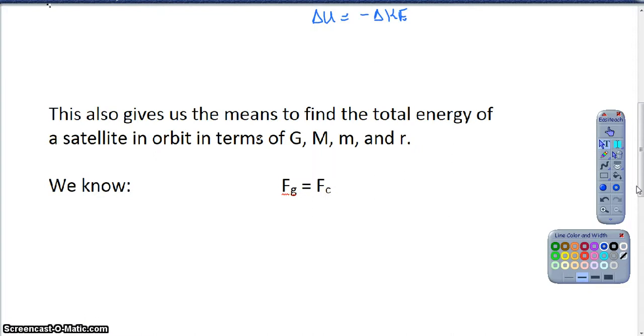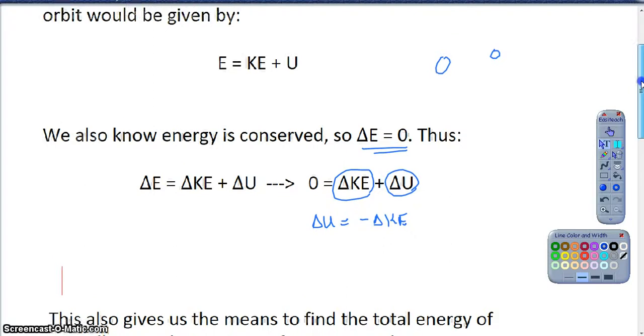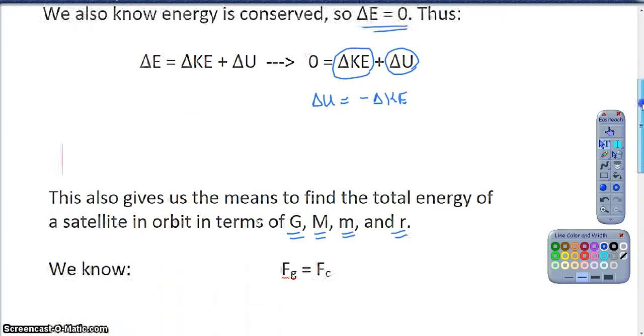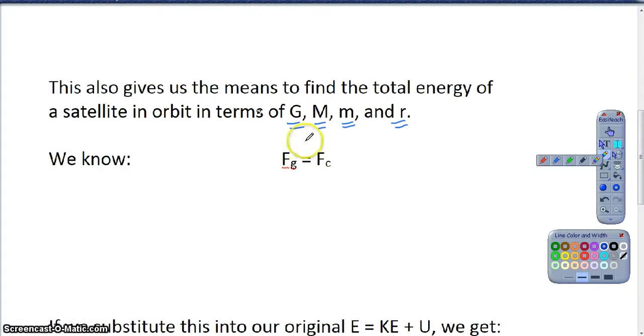We're also going to see how we can represent the total energy in terms of just G, our universal constant here, the mass of the planet, the mass of the satellite, and r, right? So our goal with this next part is, instead of using 1/2 mv squared or those measurements, how can I represent the total energy of a satellite in terms of these 4 variables?